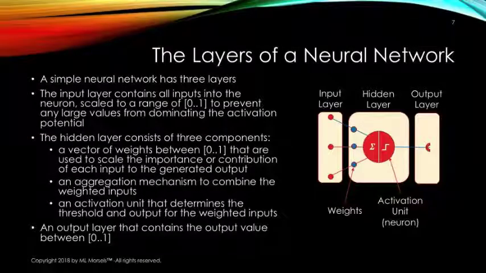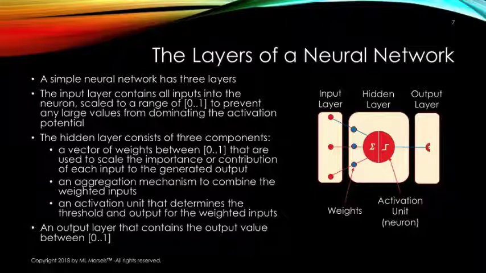A simple artificial neural network consists of three layers. The first layer is the input layer. This contains all of the inputs that feed into the activation unit of the neuron. It is important to note that, in most cases, the inputs of a neural network must be scaled to a range of 0 to 1. This is to prevent any disproportionately large inputs from dominating the activation function of the neuron.